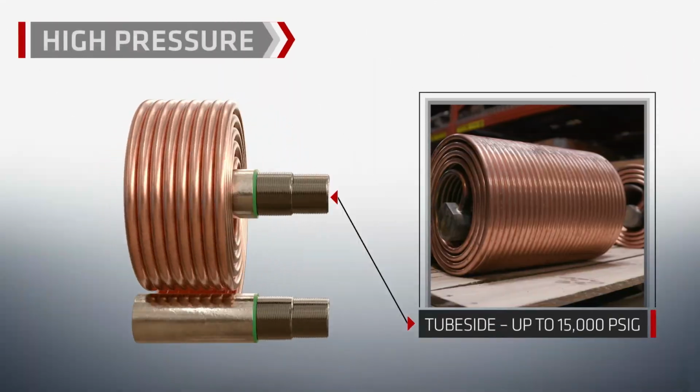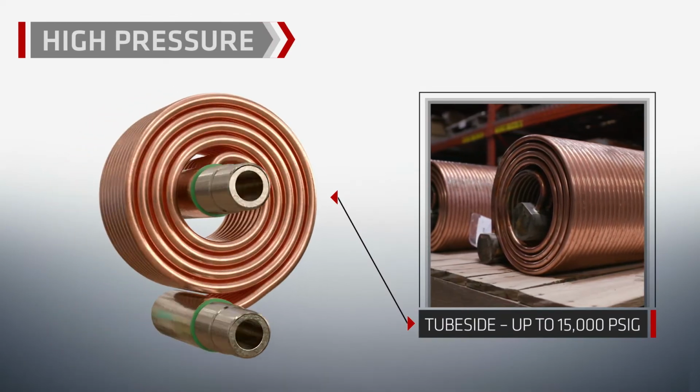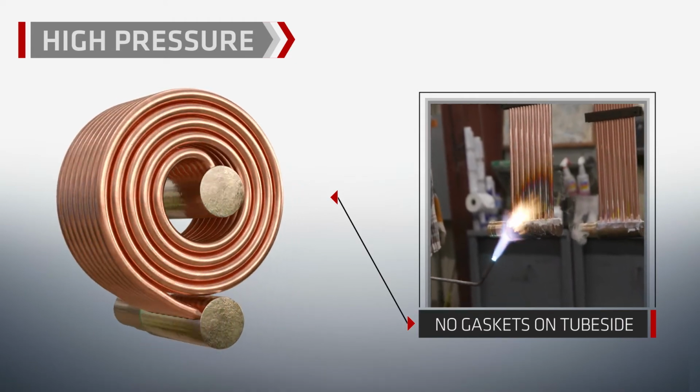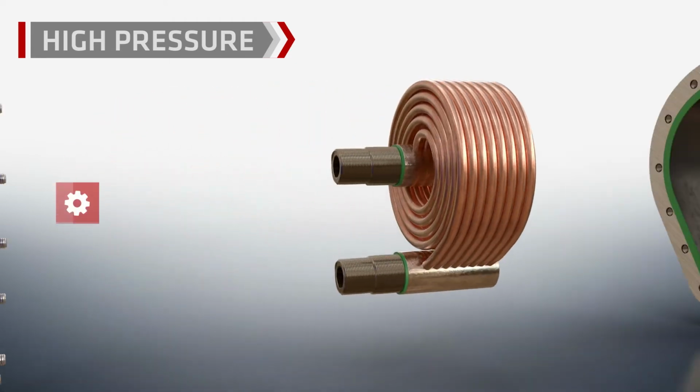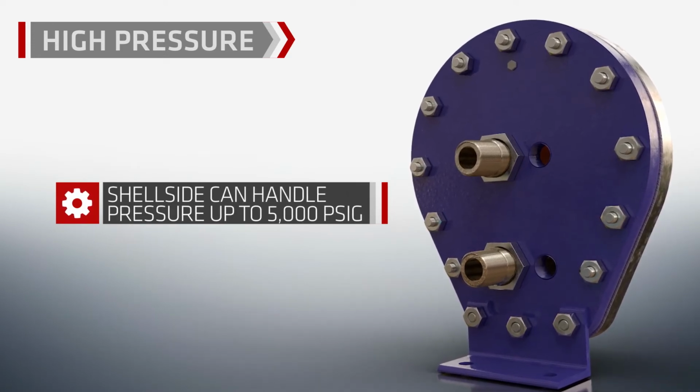The coil design allows the Heliflow to handle pressures up to 15,000 psig on the tube side, and the unique manifold design eliminates the need for any gaskets on the tube side. On the shell side, the Heliflow can handle pressures up to 5,000 psig.